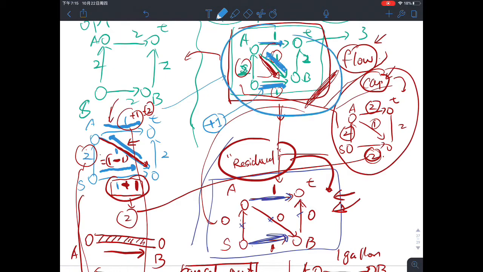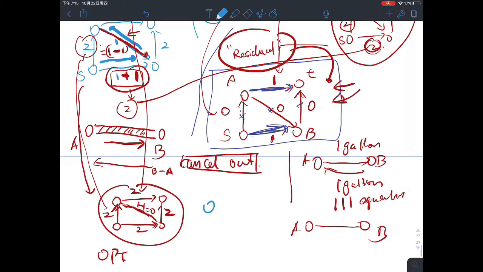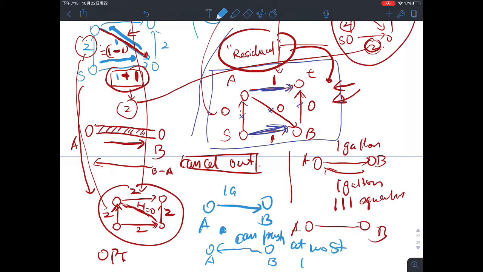This graph, the blue path over here, right? So the key observation is really just that between A and B there's 1 gallon of flow that's moving from A to B, right? So literally I'm actually having this luxury of trying to push at most 1 gallon of flow from B to A, right?